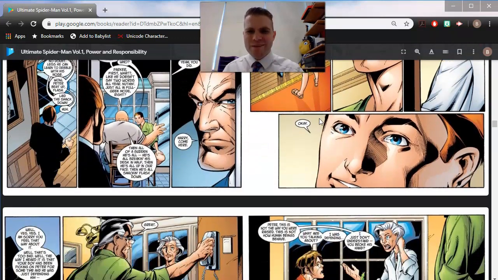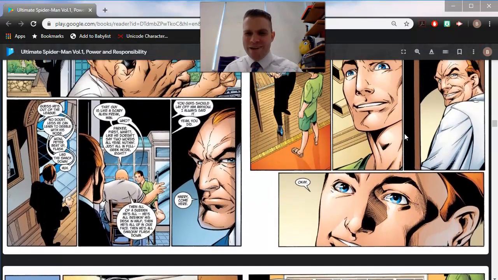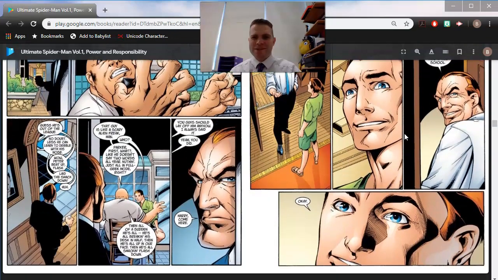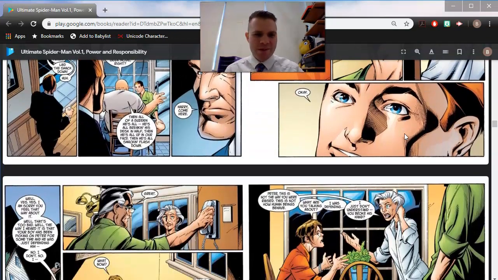Okay. Notice some positivity on Harry's face right here as he gets to interact with his father. I think we know that Norman's up to something here.